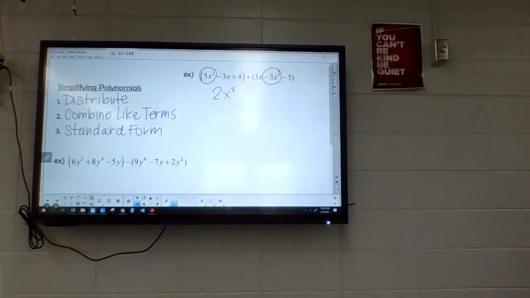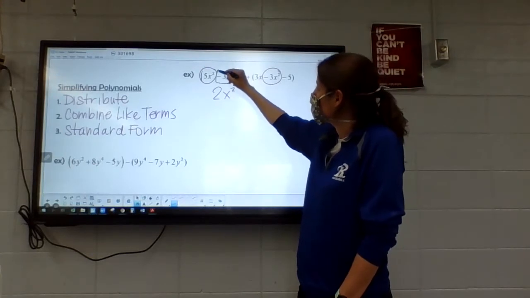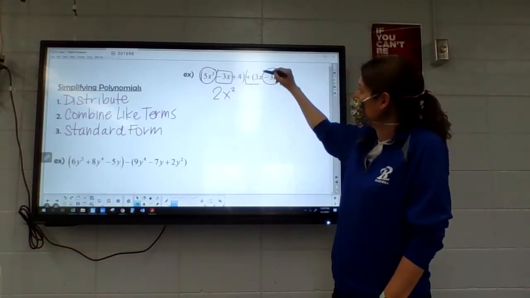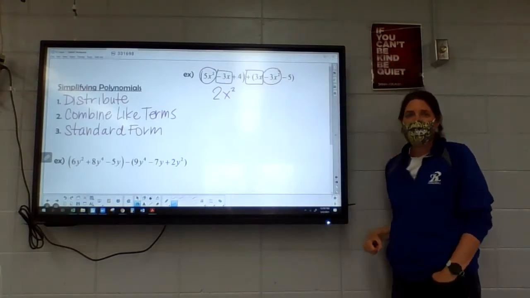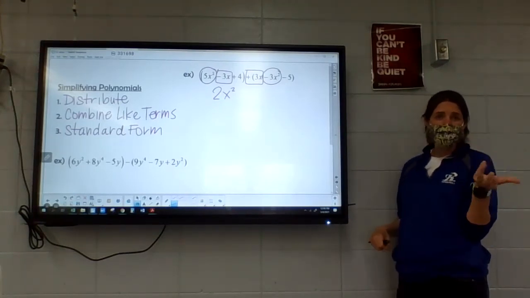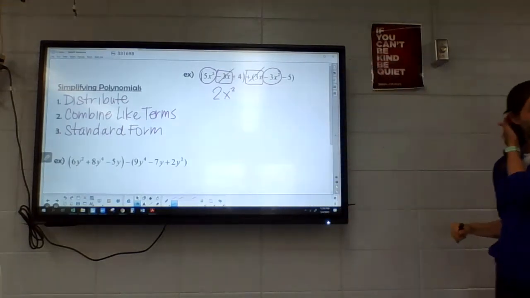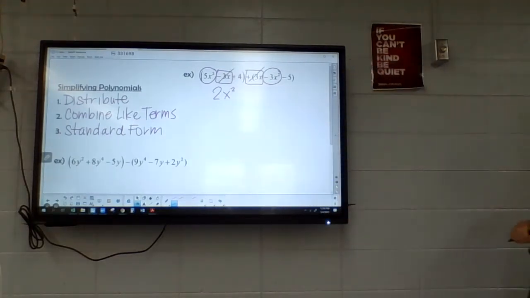Okay? Which one am I going to look at next? 3x, negative 3x plus. Look, I don't know, would that just be x? A little bit confusing. What's the coefficient? It's going to cancel because it's going to be 0x, and 0 times anything is just 0. So those go away. They actually cancel, yep.